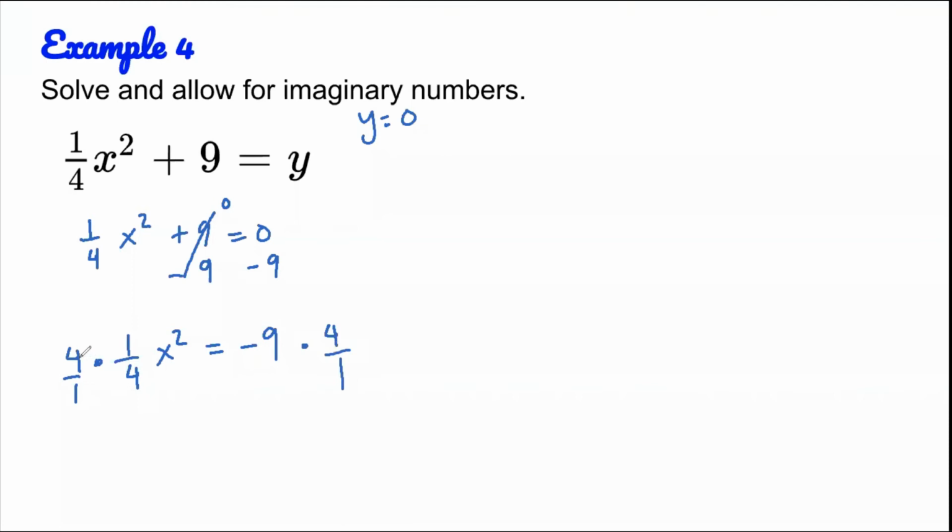4 over 1 eliminates or simplifies that 4 or 1/4. We're left with x to the power of 2 equals -9 times 4. -9 times 4 is what? 36.